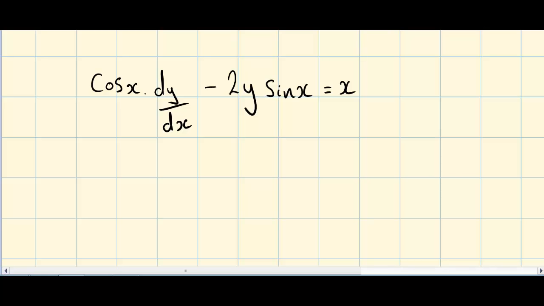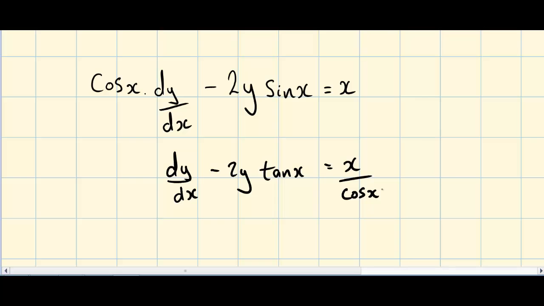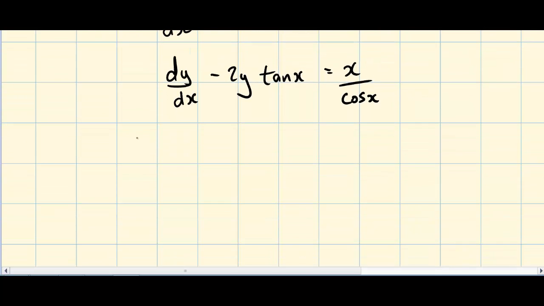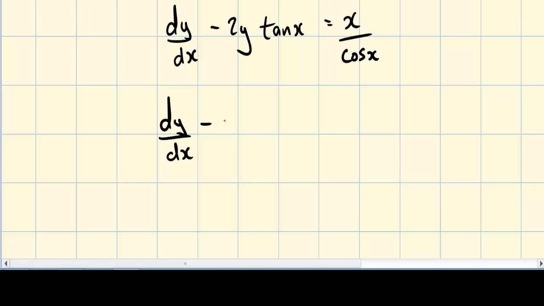We'll solve this differential equation by the use of an integrating factor. It's clear to see that we will not be able to separate the variables in this case, so the first thing we'll do is divide throughout by cos x. That will give dy by dx minus 2y tan x equals x divided by cos x. We'll tidy that up just a little and say dy by dx minus 2 tan x times y equals x divided by cos x.